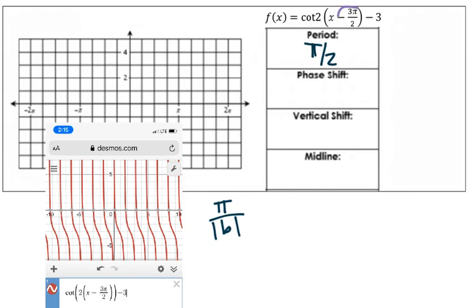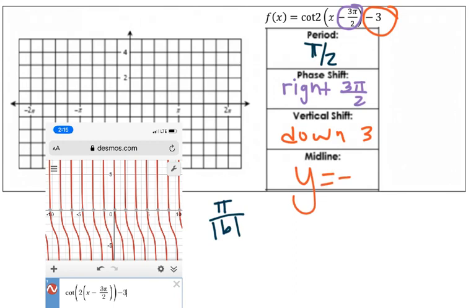My phase shift is what's inside, and because it's a minus, that moves it to the right. So right 3 pi over 2. My vertical shift is what's at the very end. So down 3, which means my midline is y equals negative 3.